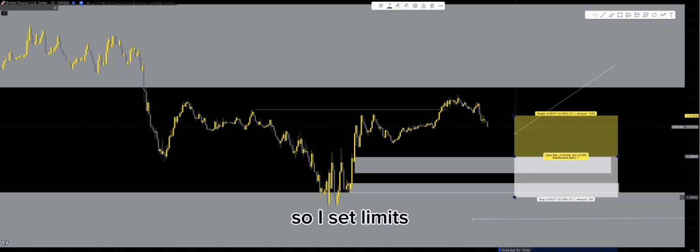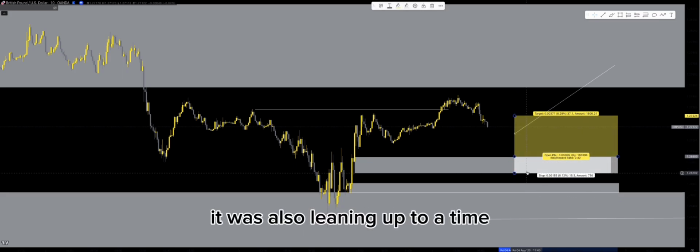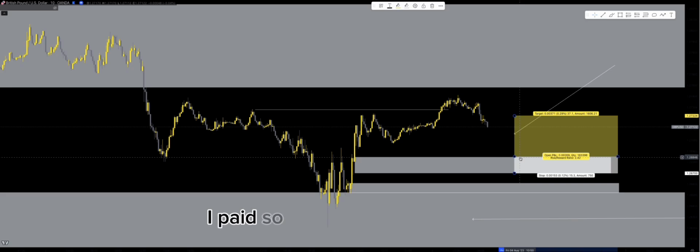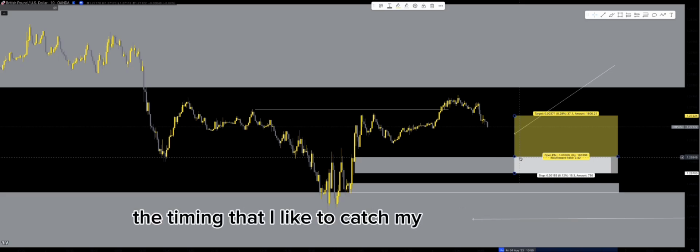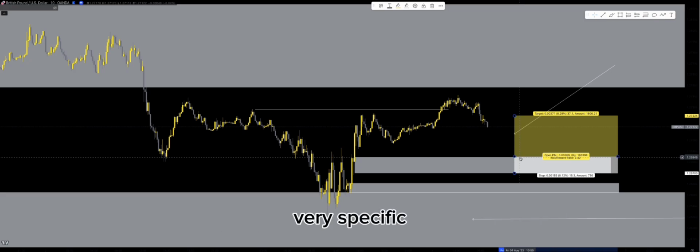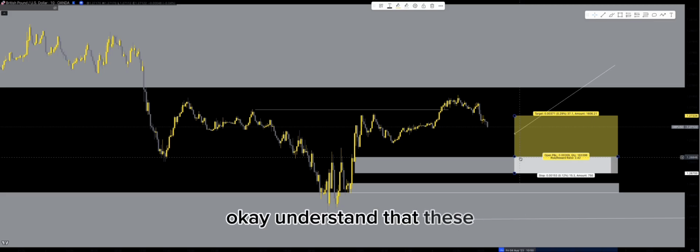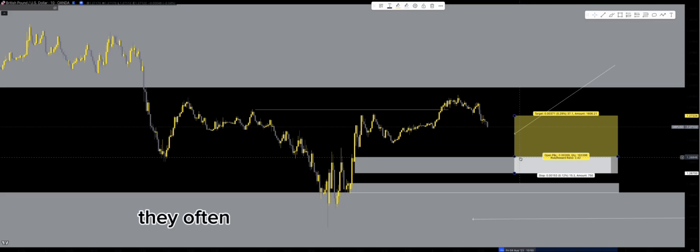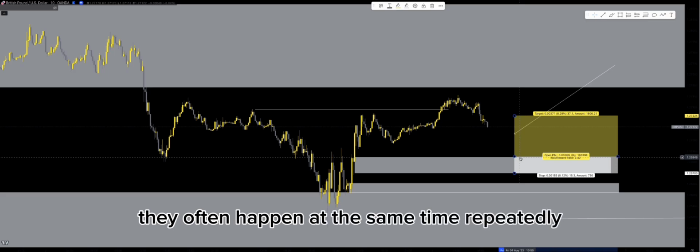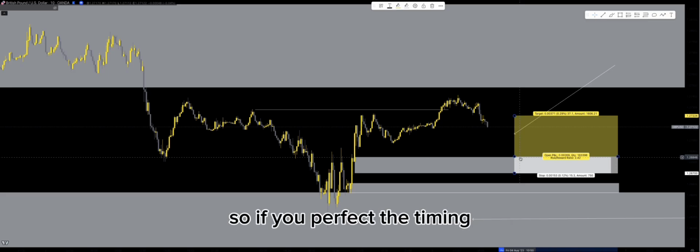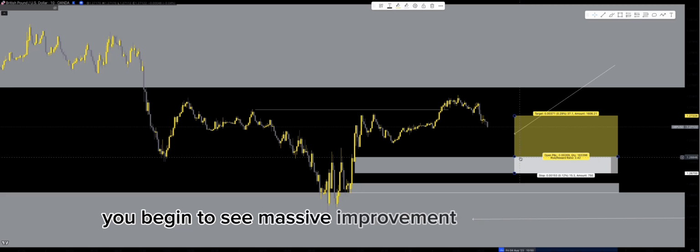So I set limits. It was also leading up to a time, okay? You guys need to understand, I pay so much attention to time. The timing that I like to catch my entries is very, very specific, and it was leading towards New York Open, which is when I often see an expansion, okay? Understand that these don't happen by accident. They often happen at the same time repeatedly. So if you perfect the timing, you begin to see massive improvement in your trading.